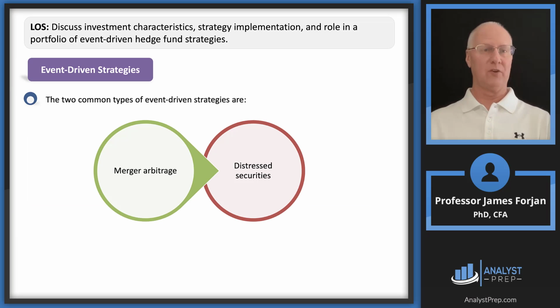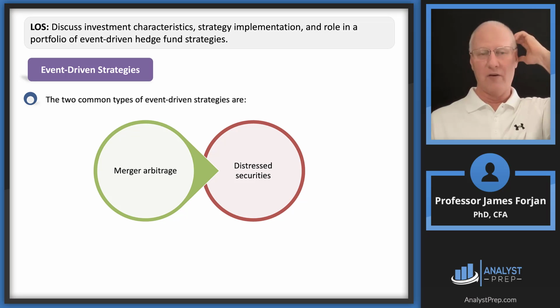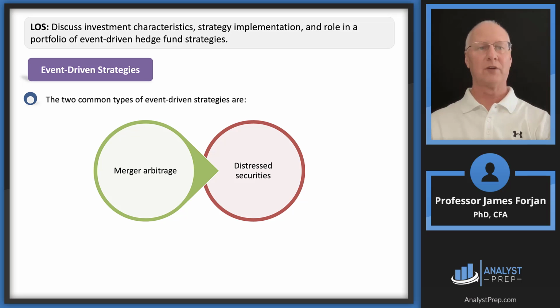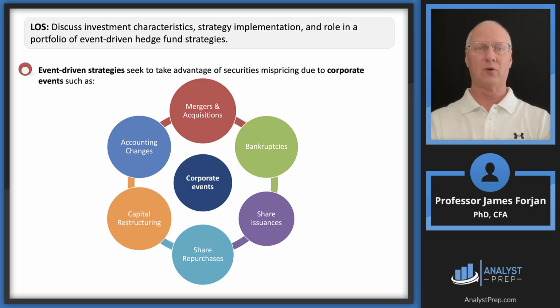All right, deep breath there. So we finished 1/3 of this part one. So let's go to event driven, and we could have tons and tons of different corporate events, but the reading focuses on two: mergers and distressed securities. So distressed securities swing back to that Altman Z-score.